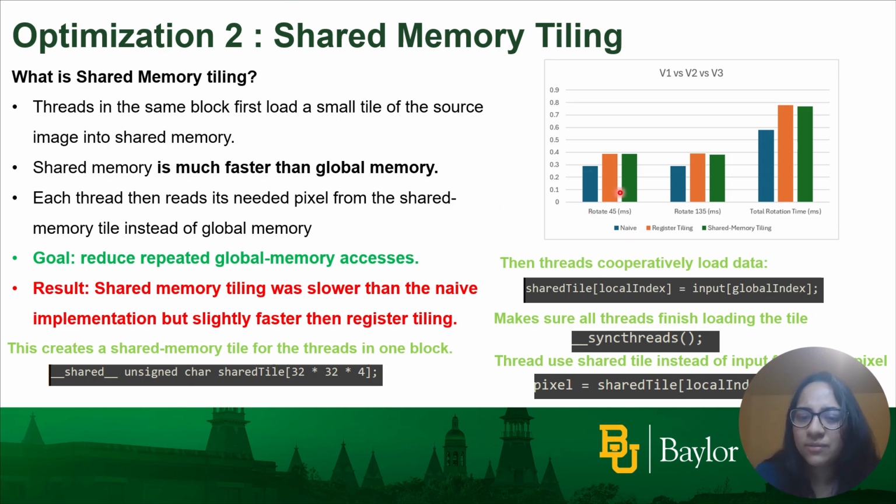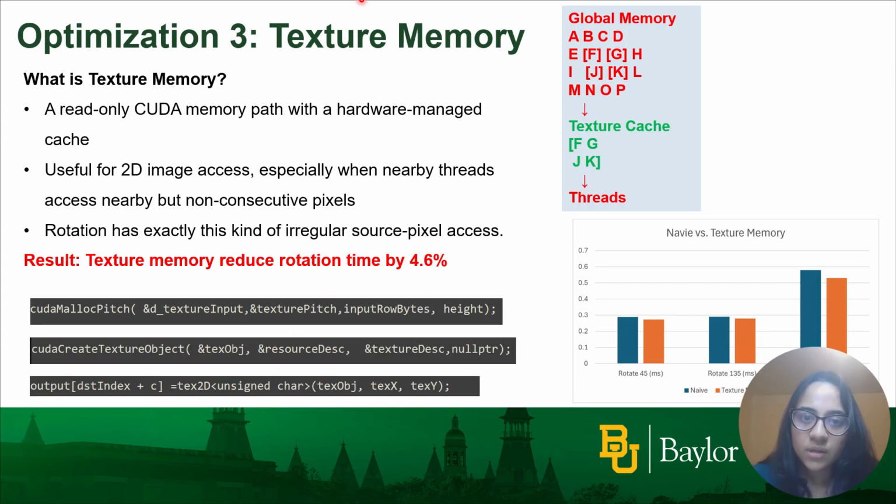Shared memory tiling was slightly faster than the register tiling, but still slower than the naive implementation. The likely reason is that loading the tile, calculating the required source region, and synchronizing the threads introduce additional overhead. In this problem, the reuse of source pixels wasn't large enough to compensate for that overhead. The third optimization was texture memory.